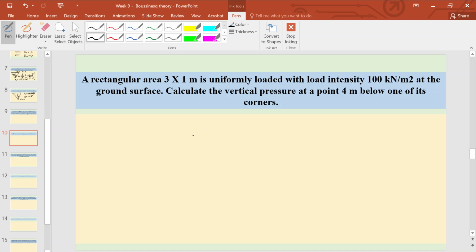By using a single Boussinesq point load, the answer is 6.22 kPa. Yes, 6.22 kPa using single Boussinesq point load. Anyway, you have used that, so I will be showing you the other method, using m and n.